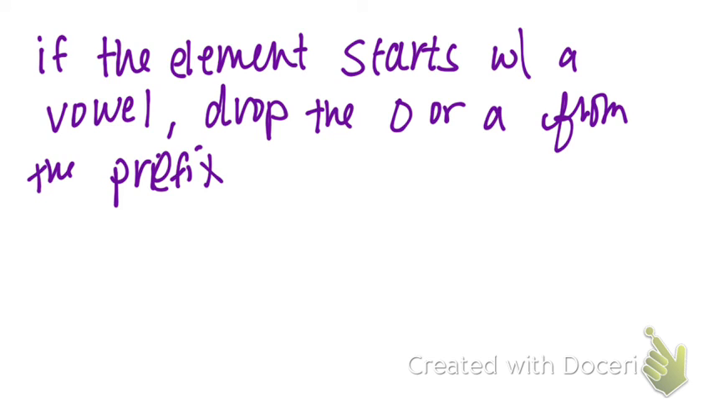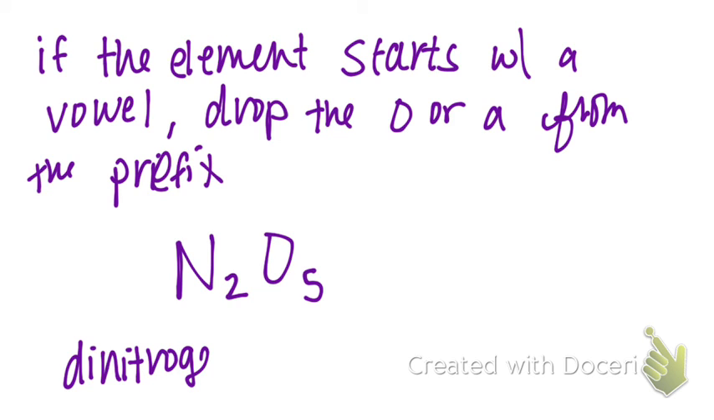So if we have this, N2O5, we would call this dinitrogen pentoxide, not pentaoxide. Okay? It's not the end of the world, right? If that A or the O gets left on, but it just makes the flow a little bit better. Okay? So that's just more of a pronunciation type rule. Okay? So do we have questions about identifying the difference between ionic and covalent?